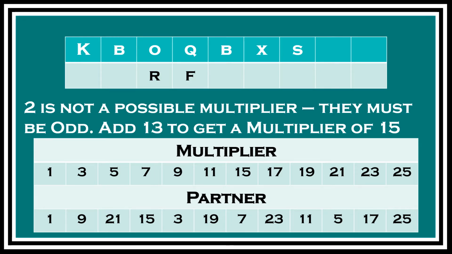But if we look at the multiplier partner table, we see that 2 is not a possible value of the multiplier. Looking at all of those possible multiplier values, they're all odd numbers, so 2 is not possible. Now we see this is the first instance of something interesting that happens when N space is an even number and we have a multiplier on the right hand half of the table.